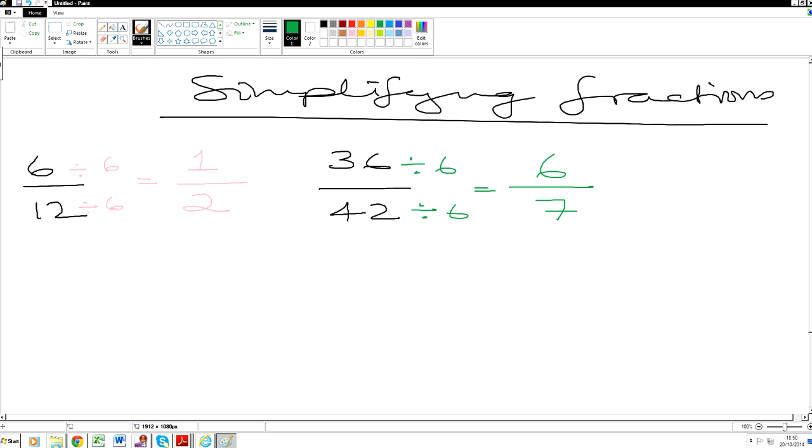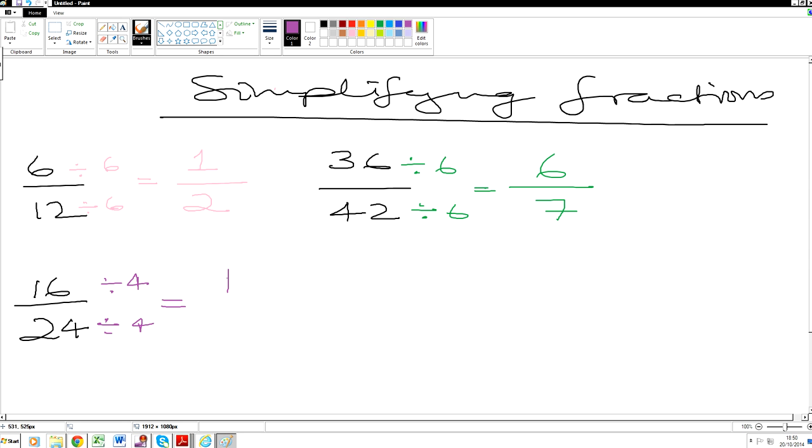Let's try another question. Let's do it in 2 parts this time to show you what happens if you don't divide it by the highest common factor the first time. So for example, 16 over 24. Say for example, you don't realize that the highest common factor is 8 and instead you divide it by 4. Let's see what happens if we do that.